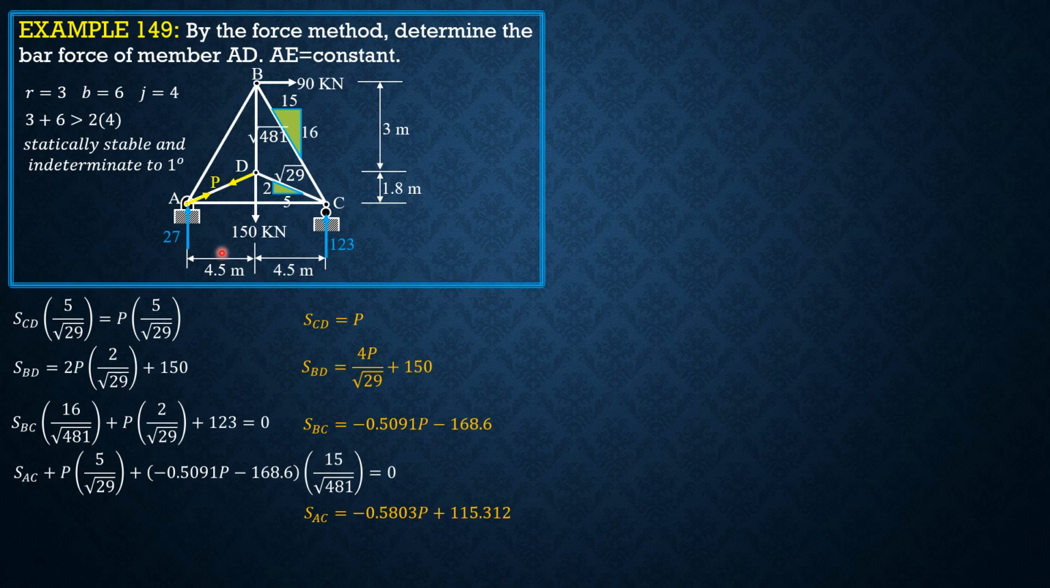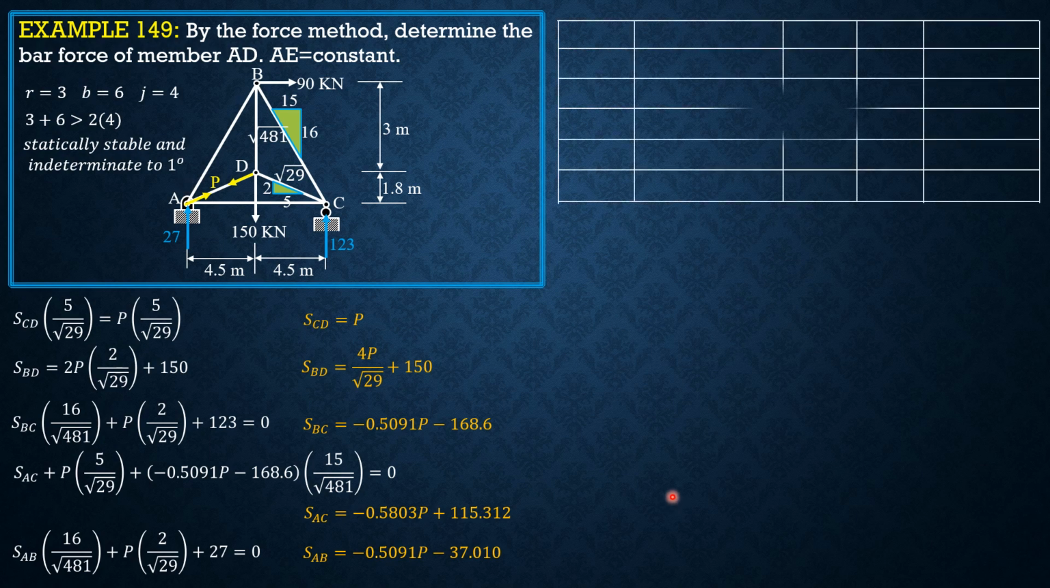So I think everything is, we still have SAB. So summation forces vertical at B, SAB times 16 over square root of 481 plus P times 2 over square root of 29 plus 27 equals 0. So simplifying, SAB is equal to negative 0.5091P minus 37.010. So of course this is 90 but not required anymore.